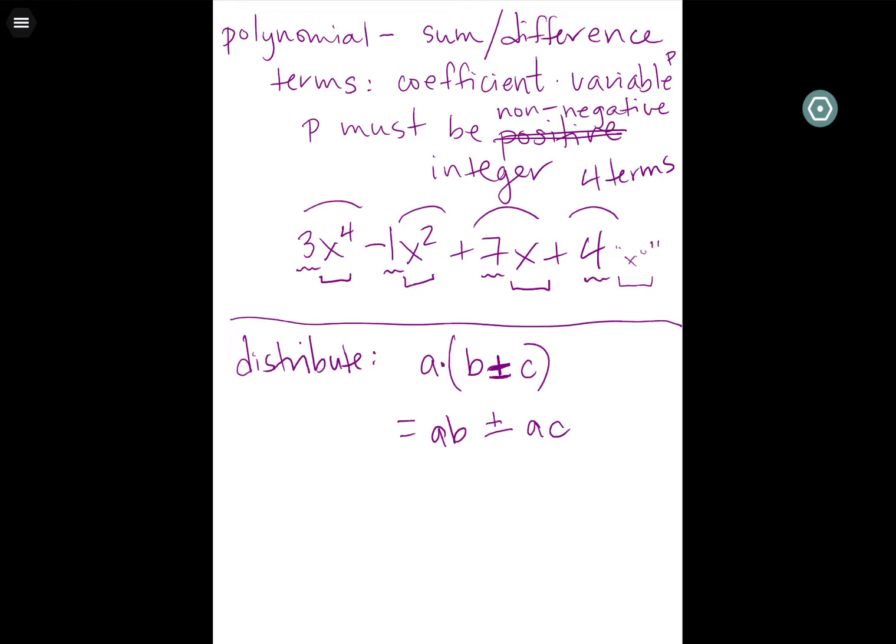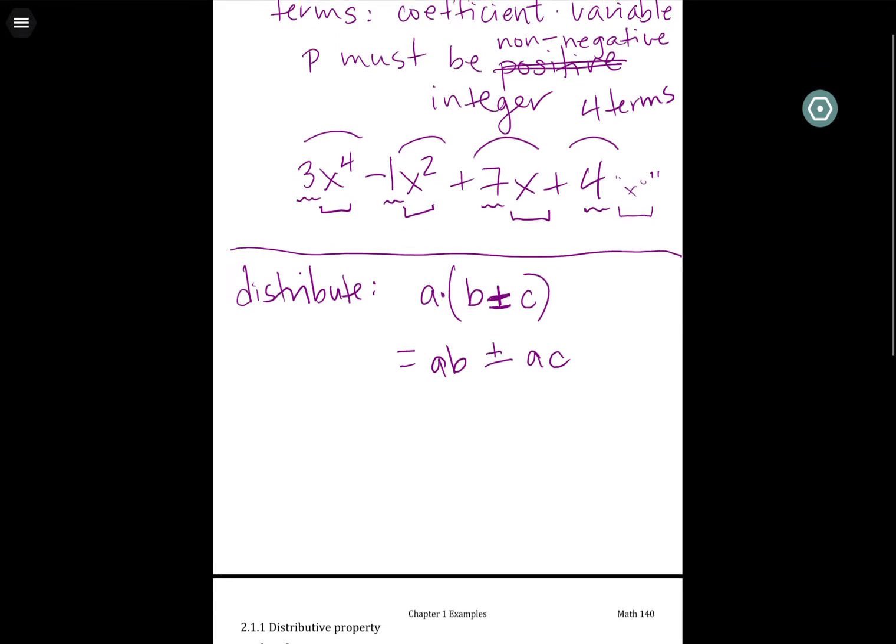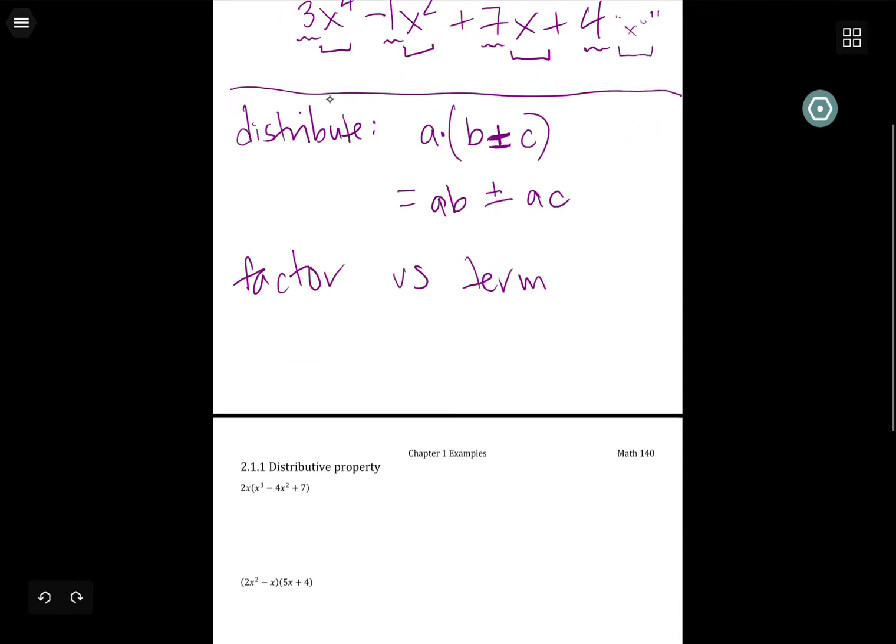Okay, so I think maybe that covers our intro stuff. So again, factor versus term, think about that a lot. That's important. And the idea there would be if you're looking at a product, so in the first one we have a product, you're multiplying factors, right? So that's the product of two factors.